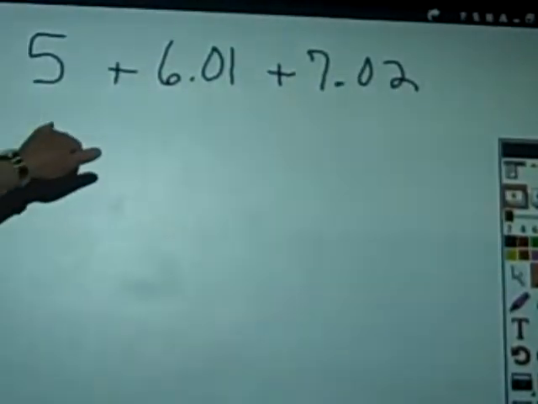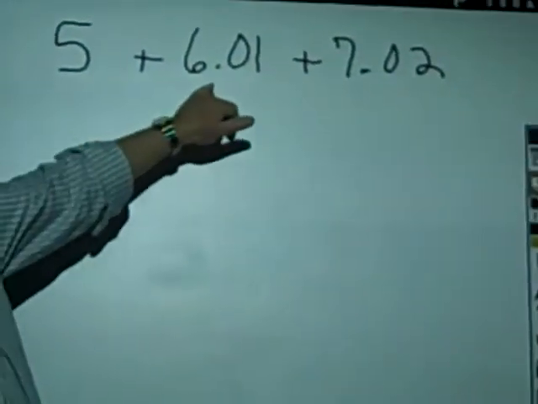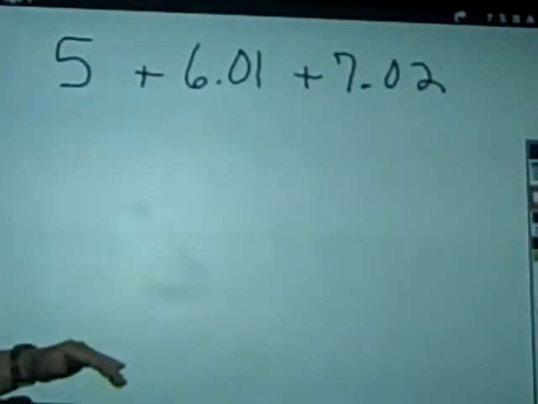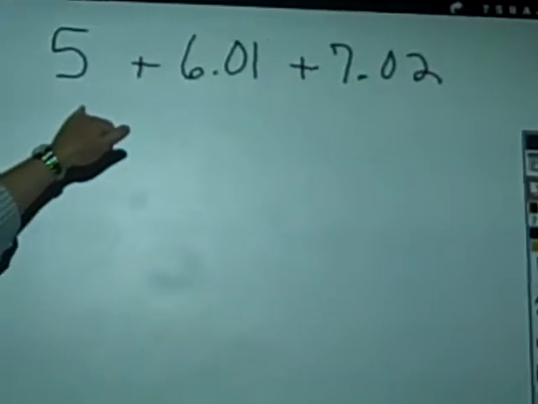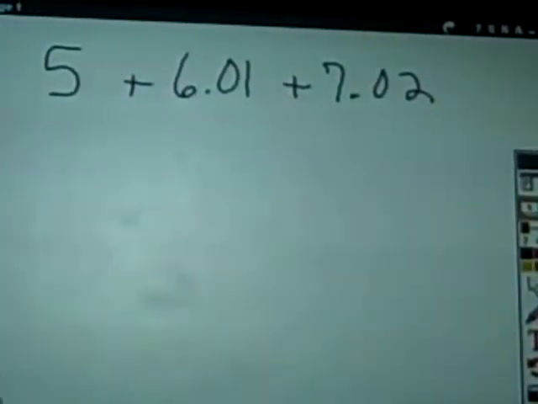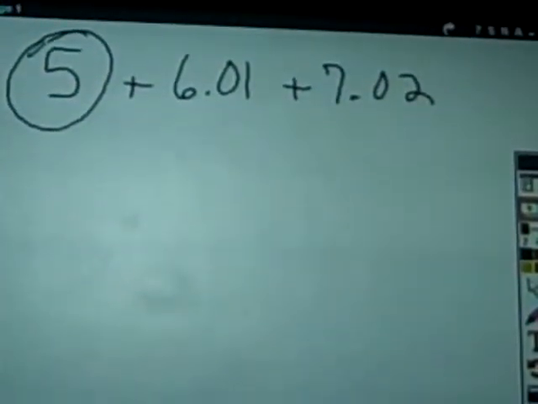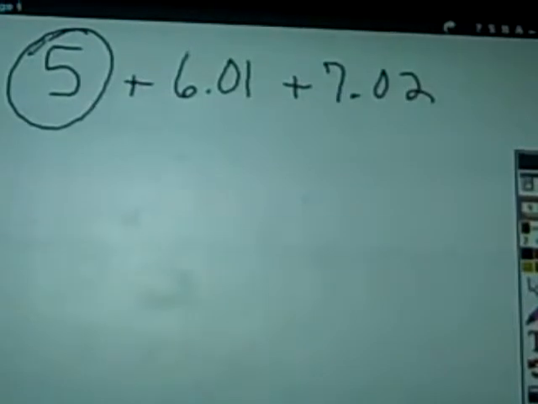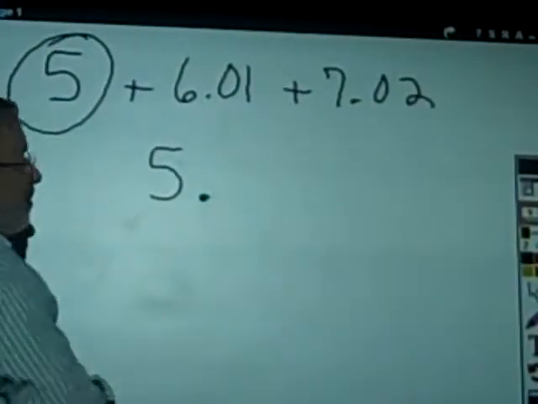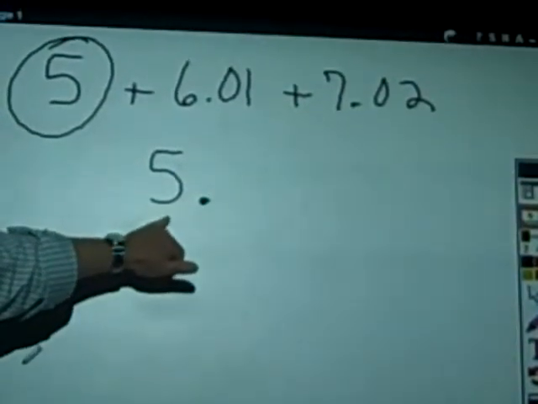Now notice what I've got up here this time. I've got 5, which is our whole number. I've got 6.01, 7.02, both decimal numbers. The one thing that most of us have the biggest problem with, carelessness, forgetfulness, whatever, is remembering that 5 is a whole number, and anytime I've got a whole number to be written as a decimal, I must place the decimal behind that number. If you don't do that, you're going to be in serious trouble.